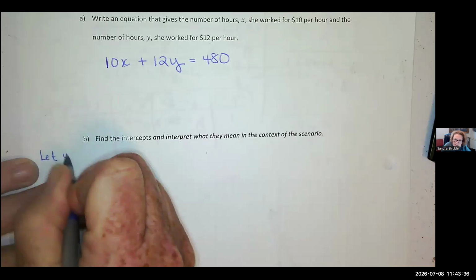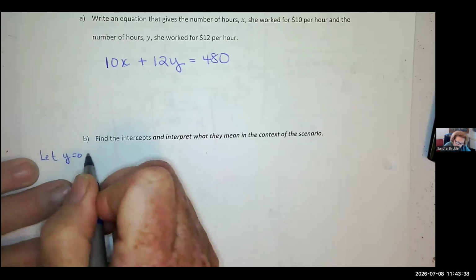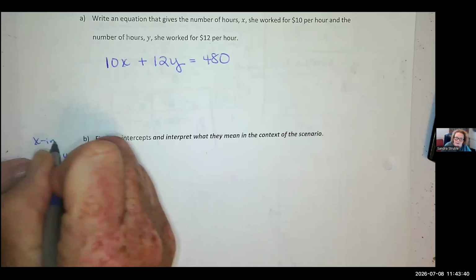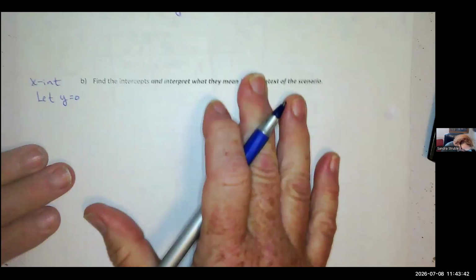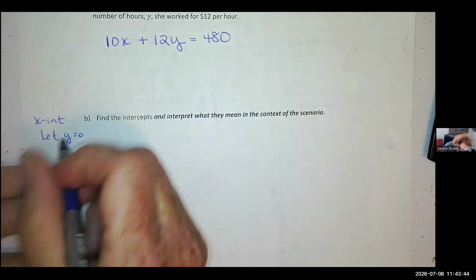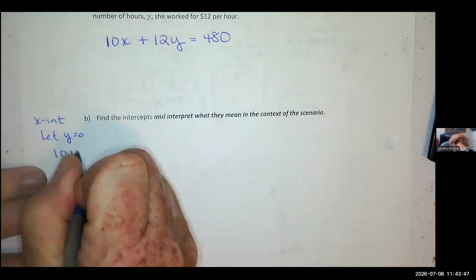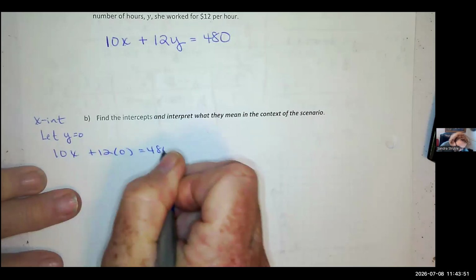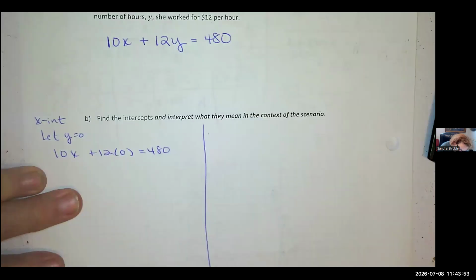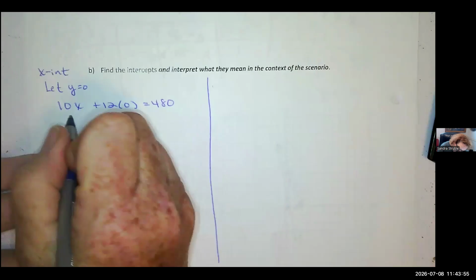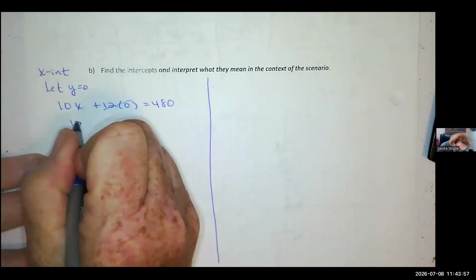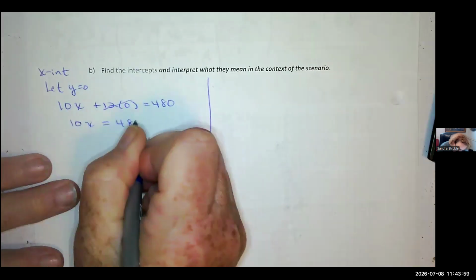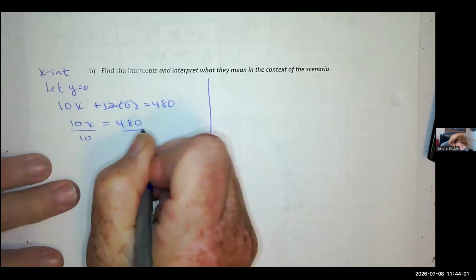So this is for the X-intercept. I always tend to start with this one. That's going to be 10X plus 12 times 0 is equal to 480. Solving for X, this is gone. We've got 10X is equal to 480. Divide both sides by 10. Excuse the dog snoring. And that's equal to 48.